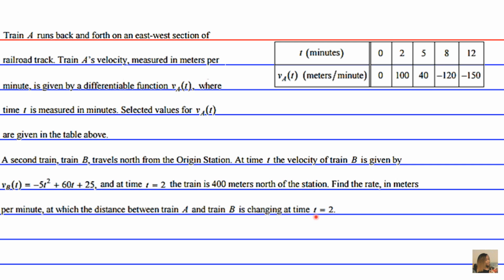t equals 2. All right, not gonna lie, this problem is a bit challenging because you have to compose several pieces of information to find the rate at which the distance between train A and B is changing at time t equals 2. Basically, they want the derivative at time t equals 2, but it's a little tricky.